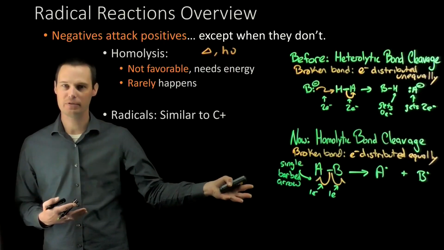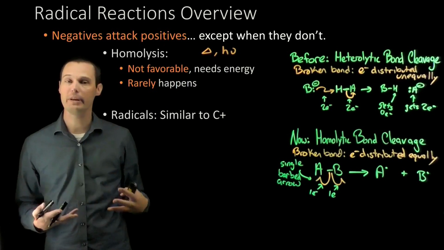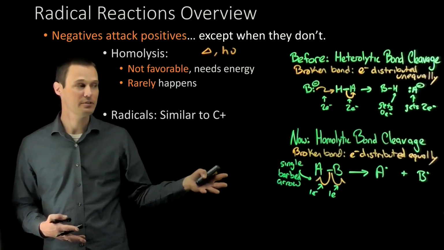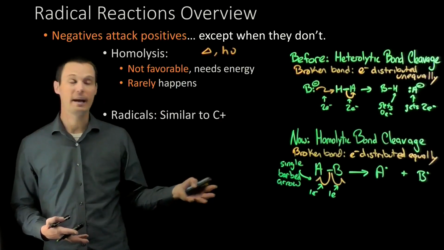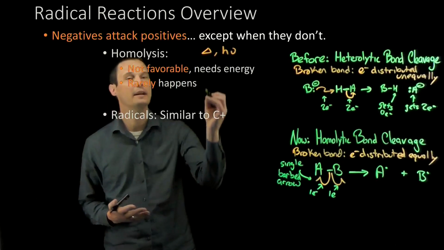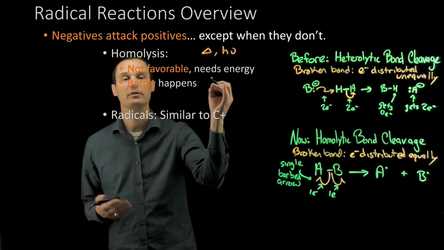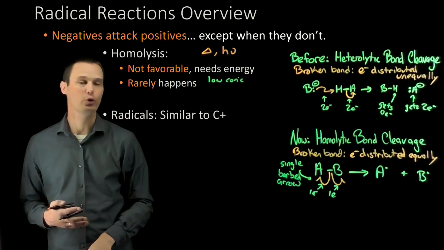Again, the bond was doing just fine being a bond. It didn't really want to split into 2 atoms. And so even when we input a lot of energy into the system, this still doesn't really happen very often. It's a high activation energy barrier, and it's not a favorable process. And so the concentration of radical at any given time in a system is often very low. There's not a high concentration of radicals in the system due to homolytic bond cleavage.